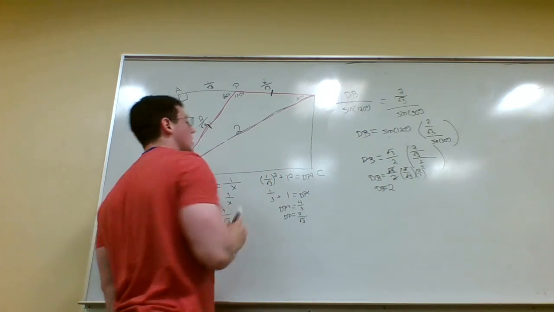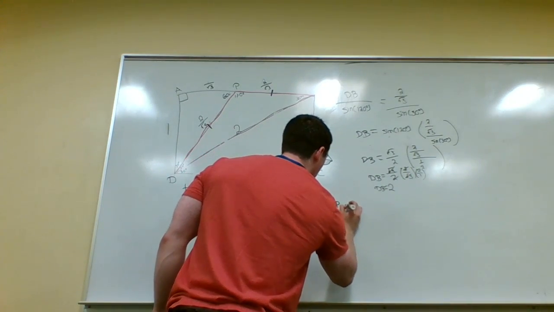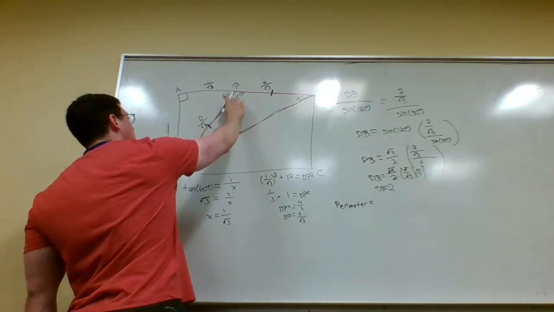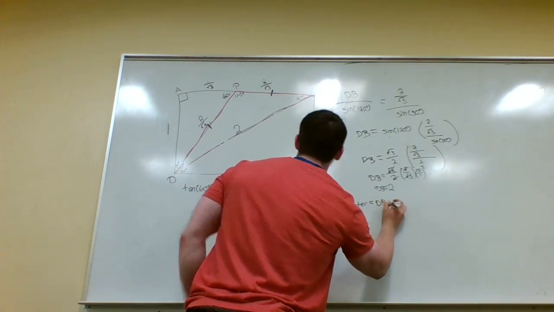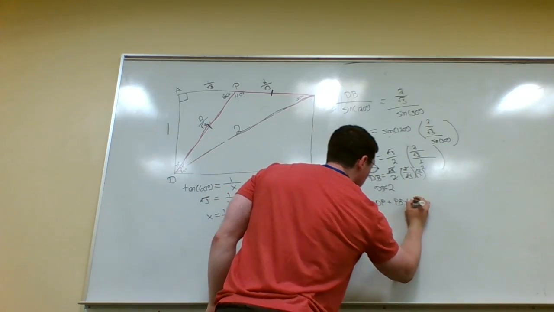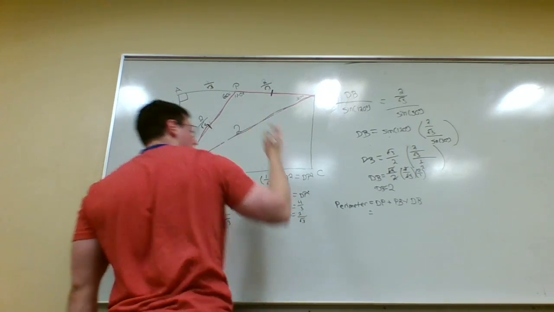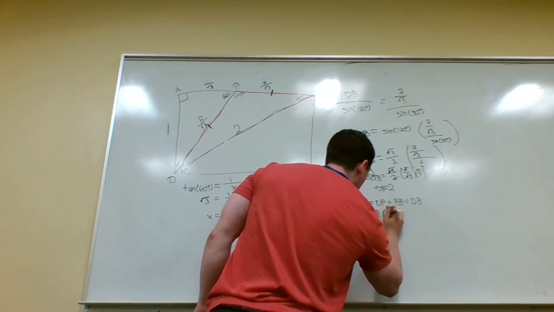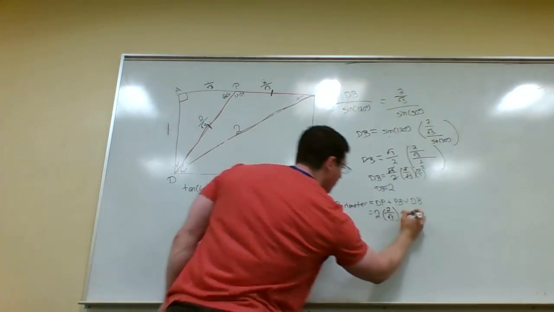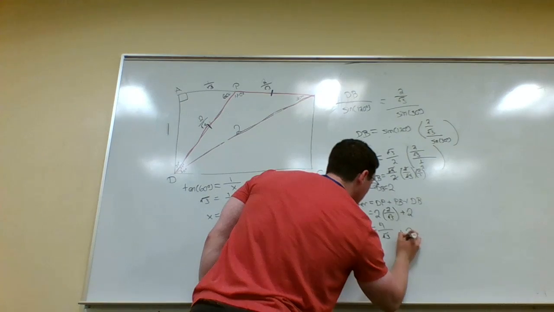So now we have all sides of the triangle, and to find the perimeter, you just add them together. So the perimeter is equal to DP plus PB plus DB. We know that these 2 are the same, 2 over root 3 plus 2 over root 3, so that's 2 times 2 over the square root of 3, plus the length of DB, which is 2. So we have 4 over the square root of 3 plus 2.